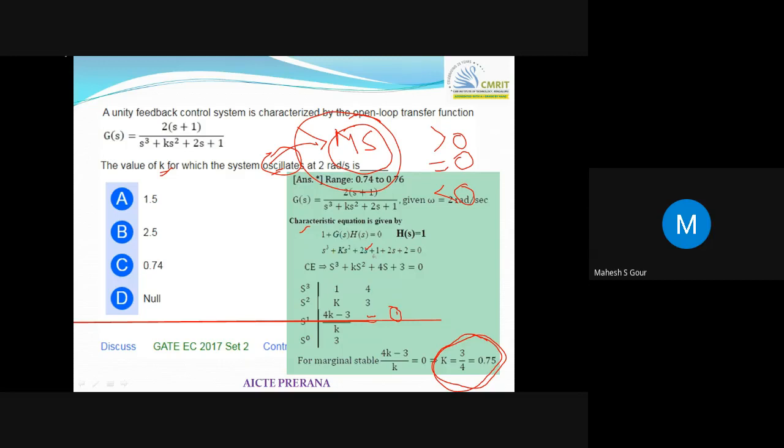Guys, it's clear now. See, oscillation means it is marginally stable. So for marginally stable, you need to equate to 0 and you will find the value of k. Can anyone solve this? Ashwini, Tushar, Uday, Vishmaya, yes. Vishal.